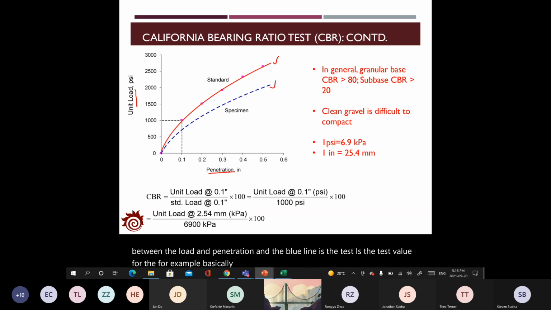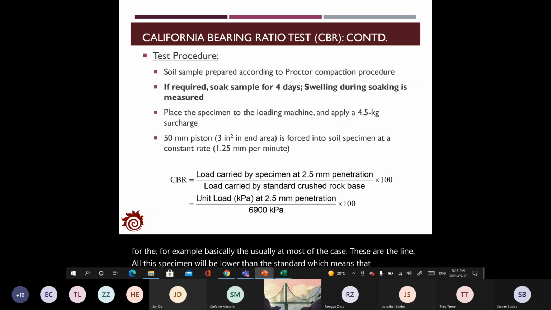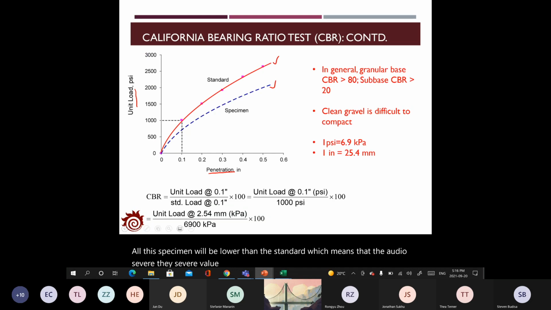Basically, in most cases, the line of the specimen will be lower than the standard, which means that the CBR value should be between 0 and 100. And as we specified previously, the unit load should be selected at the value with the penetration of 0.1 inch. So we need to choose the value at 0.1 inch, and this 1000 psi would be the standard aggregate, and this one would be the value for the sample that you are trying to measure.